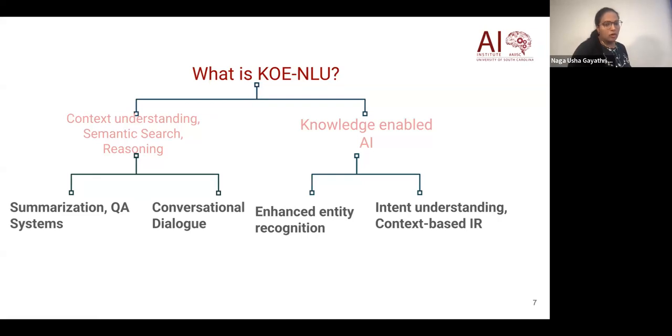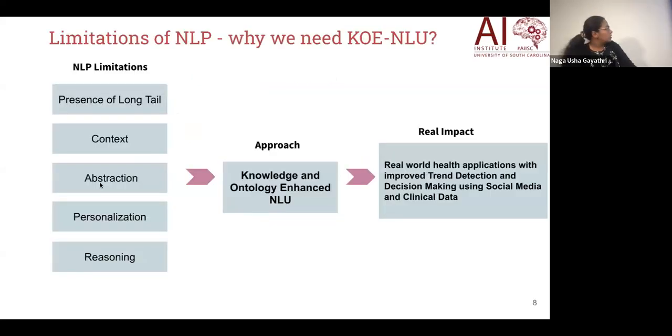So to introduce what KOE-NLU is and the motivation behind it: this approach leverages both structured knowledge and ontologies to improve contextual understanding in AI systems, with applications in the areas of information extraction, summarization, question answering systems, etc. This approach provides enhanced context awareness, improved accuracy, and also better alignment with domain-specific knowledge. We'll see some examples of what we mean by this.